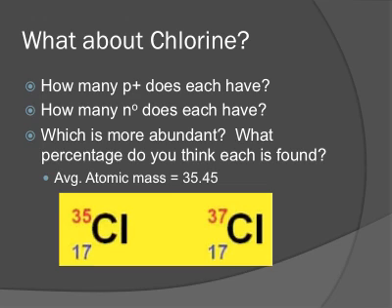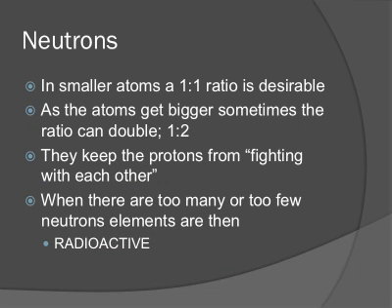All right, so let's spend a little bit of time talking about neutrons. Like I said, in the smaller atoms, basically 1 through 20, for the most part, we have a 1-to-1 ratio. Occasionally, it'll be 6 versus 7 neutrons, but if we rounded, that'd be pretty close to a 1-to-1 ratio. However, as the atoms get bigger and bigger, sometimes the ratio can double to a 1-to-2 ratio, which means they have twice as many neutrons as they have protons, which is bad. Okay?